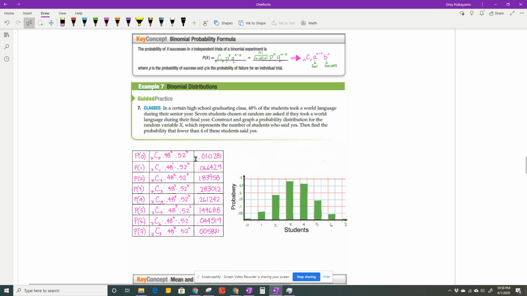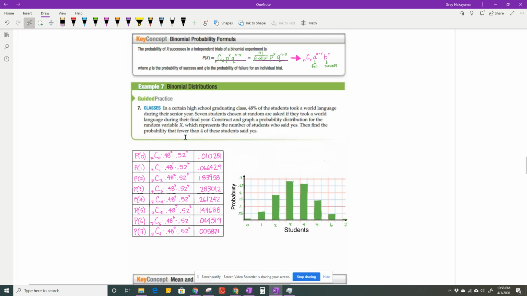Okay, so look at this problem. In a certain high school graduating class, 48% of the students took a world language during their senior year. 7 students chosen at random are asked if they took a world language during their final year. Construct and graph a probability distribution for the random variable x, which represents the number of students who said yes. Then find the probability that fewer of these students said yes. Fewer than 4.